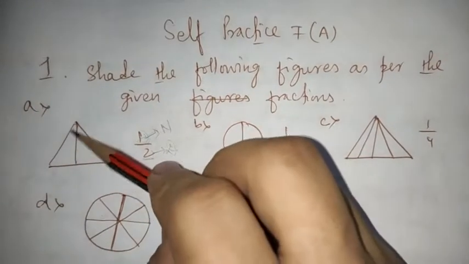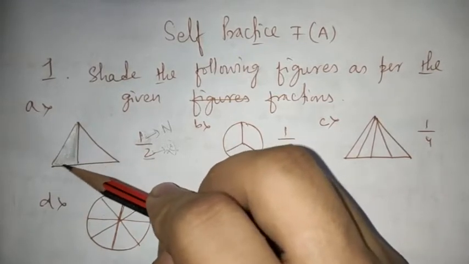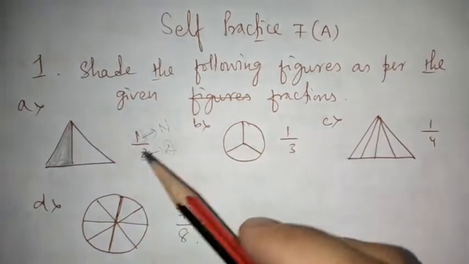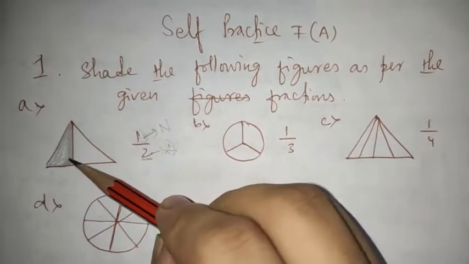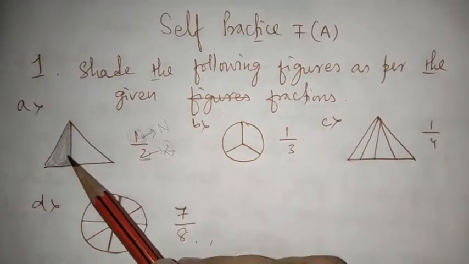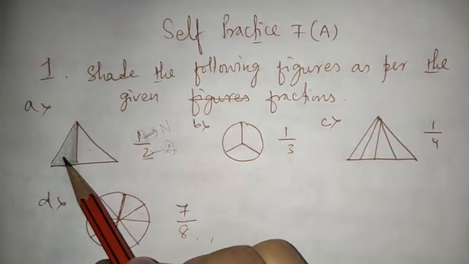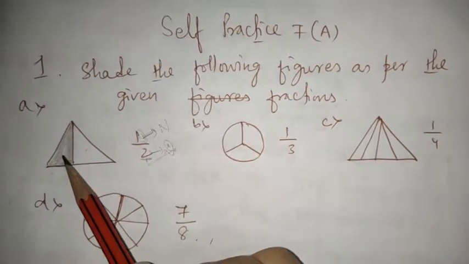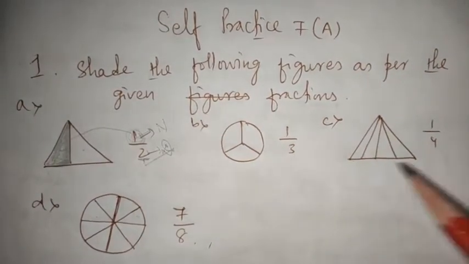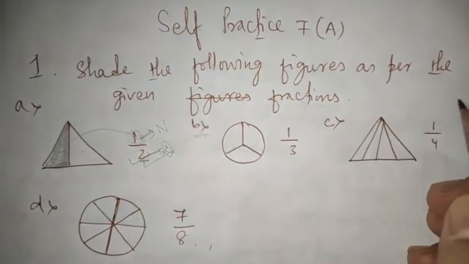So I'll be shading this part. If they are asking one part is shaded, then you will make it like this, 1/2. This will indicate 1/2 because that means out of 2 parts, 1 part is shaded. Out of 2 parts, 1 part is shaded. This part is shaded. Okay, so now this is 1/2, and over here in the next part, 1/3.